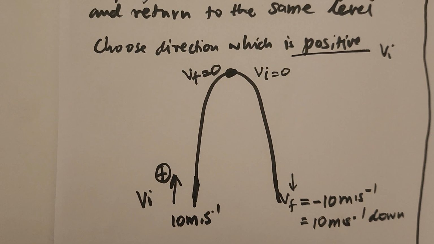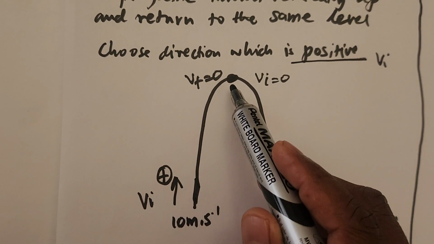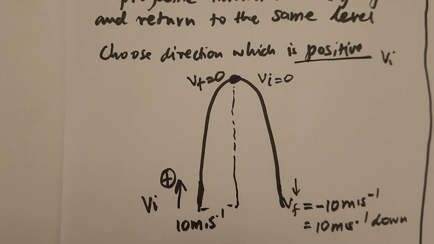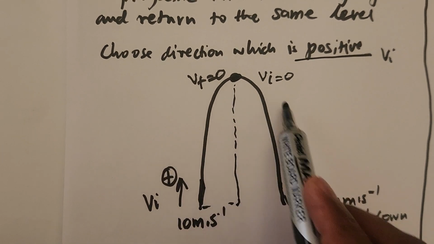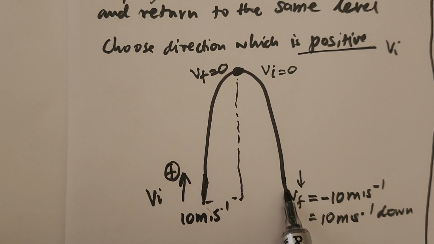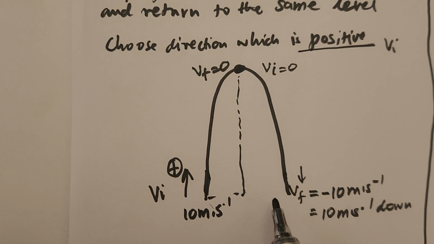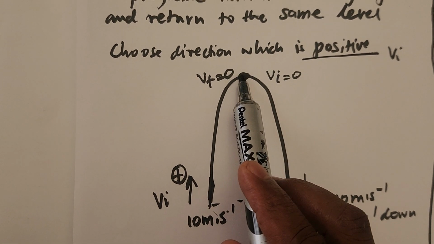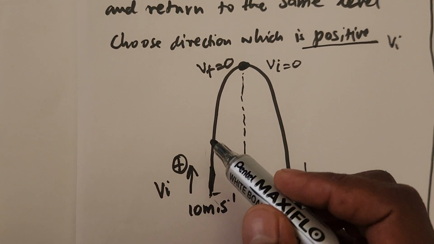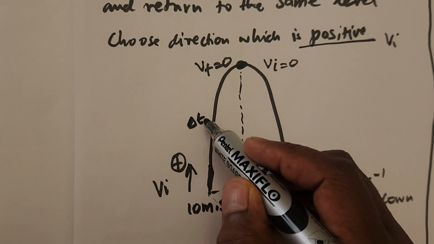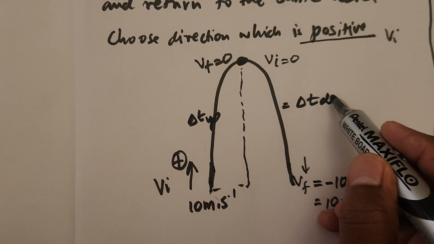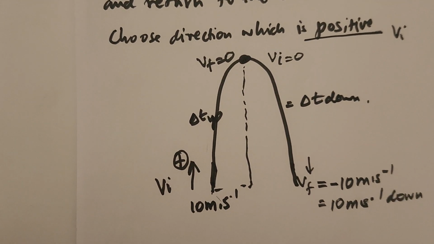What you should know about this scenario is that the time it takes for the ball to reach the maximum height is the same as the time it takes the ball to return to the same level. Meaning that if the whole time is 4 seconds, the time from here to here will be 2 seconds, and the time from here to here will be 2 seconds again. Or if we know the time from here to here is 3 seconds, therefore the ball was in air for 6 seconds. That's how we deal with this one. So the time delta t upwards is the same as delta t downwards.